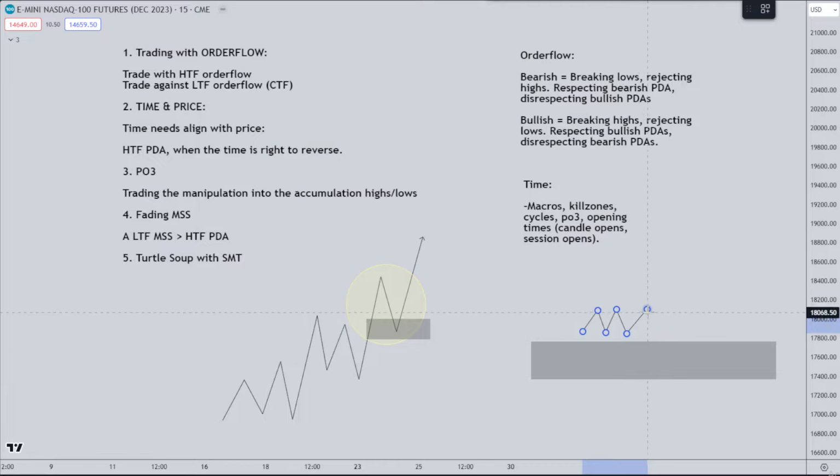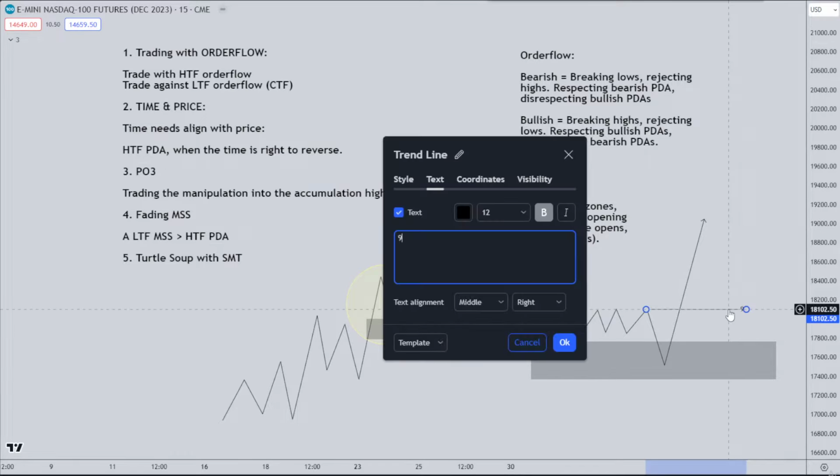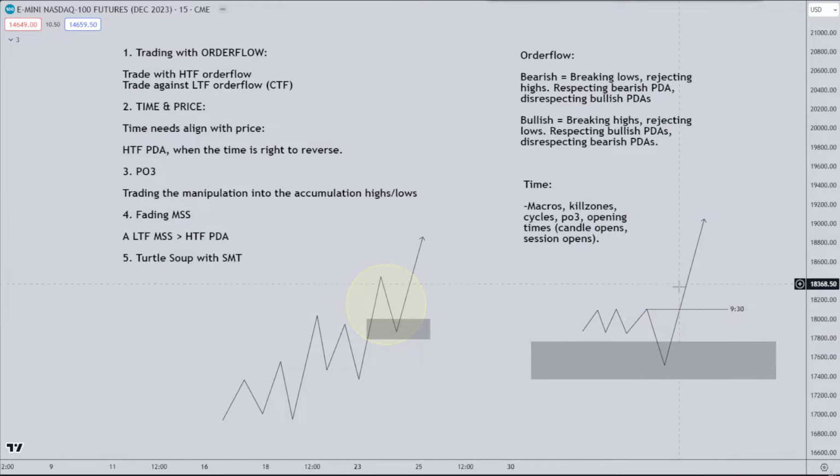And we have 9:30 opening price right here, which I'll annotate in a second. Right. But say we go below 9:30 open, below accumulation, into a higher time frame PDA, right? That's a very, very obvious reversal in turtle soup. Okay, so say this is 9:30 open. Right. You want to be buying below opening price, any opening price, any significant opening price.